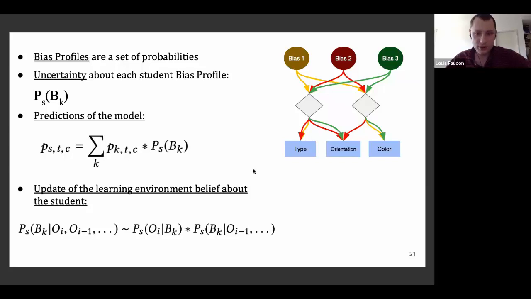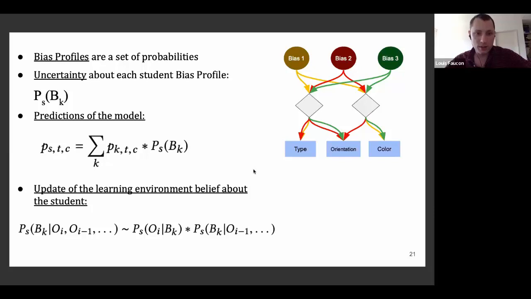To be more mathematical about this, the bias profile is simply a set of 9 probabilities. There were 9 because there were 3 topics, and each of the topics had 3 possible comparisons. So for every topic and comparison, there was one parameter of the bias profile which says the probability that the student answers with the first feature given the topic and the comparison. The model also works with the uncertainty about the student's bias profile. So we have a probability distribution for a specific student S that the student has the bias profile index K.